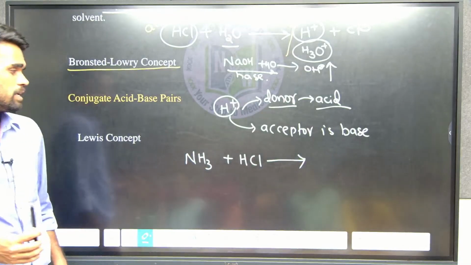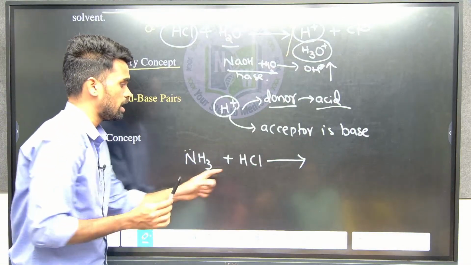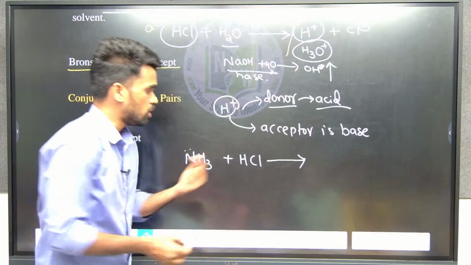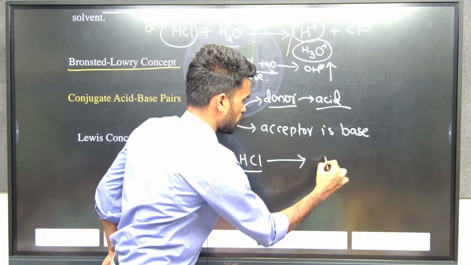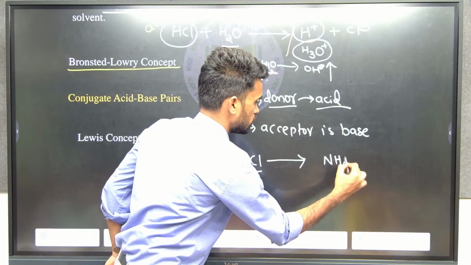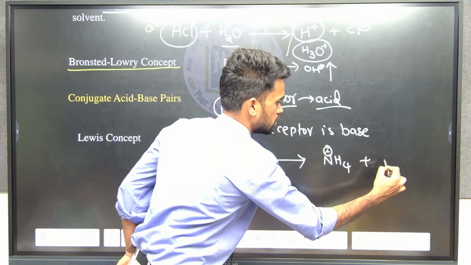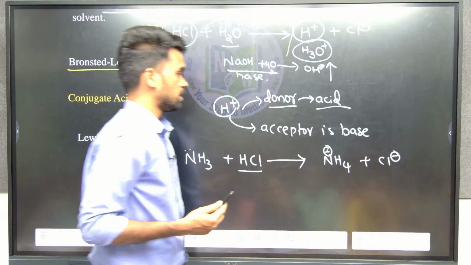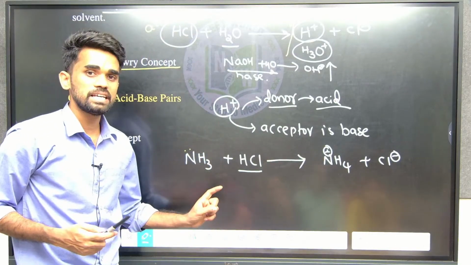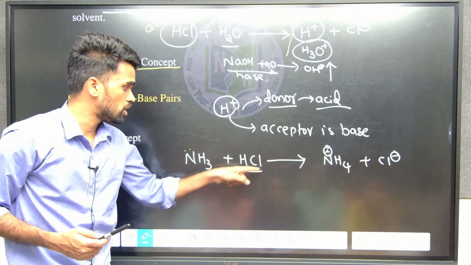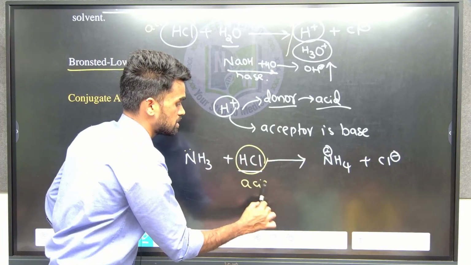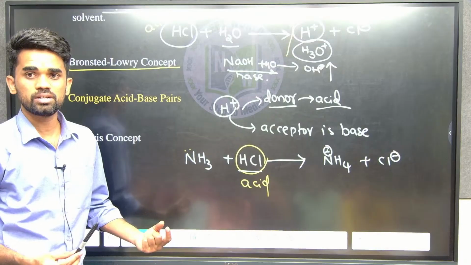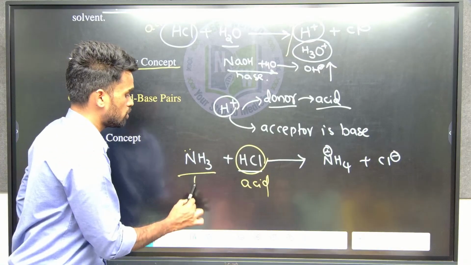See what is happening here, we have ammonia and we have HCl. Now this HCl is donating a proton and forming NH4 plus Cl minus. See which substance is acid here again? Proton donor. This is the proton donor now. So you should call it acid. So who is accepting the proton? So this is now the base.